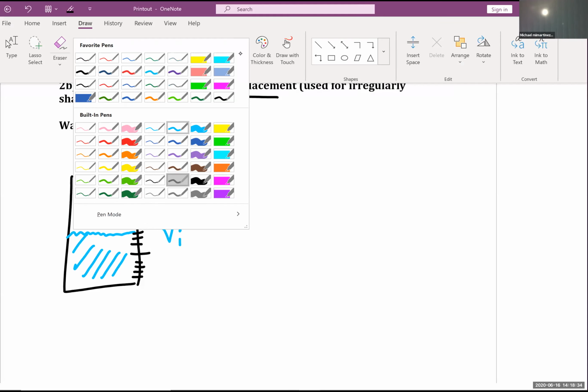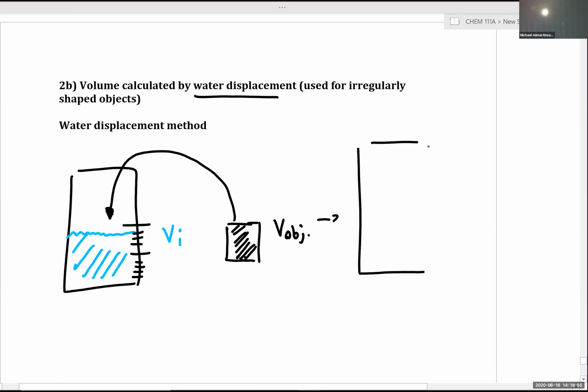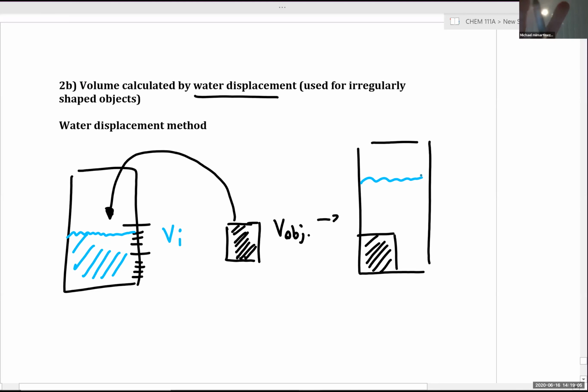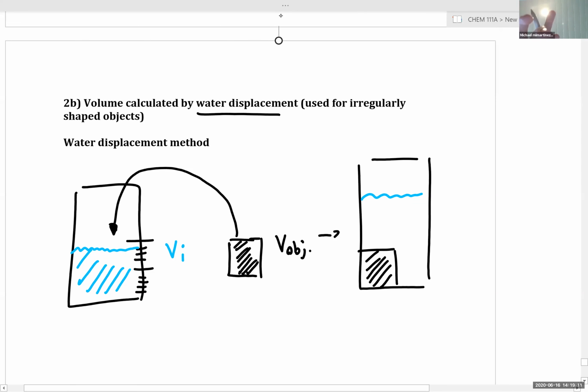Then you get an object, typically an irregularly shaped object that is not soluble in water, and it has a fixed volume that we'll call V object. We are then going to put that object into water, and at the end of this process, our water level will rise equal to the volume of our object. And we're going to call this final volume, as its name implies, V final.